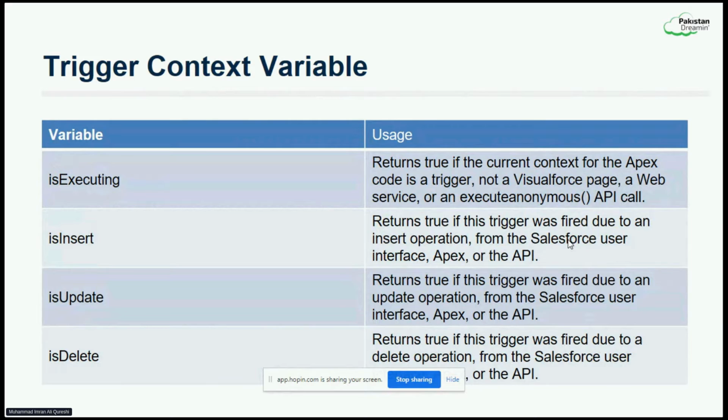Normally new basically returns a list of new versions of the subject records. New map actually returns a new map of IDs to the new version of the subject. Okay. In new, we just have a list of new versions of the subject records.